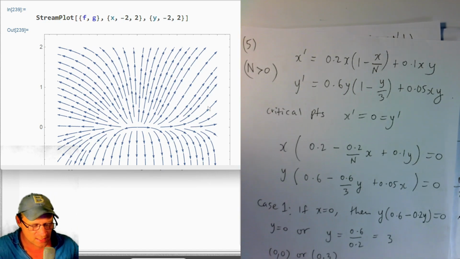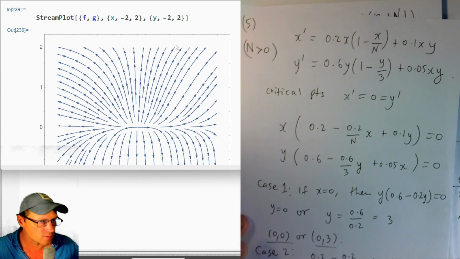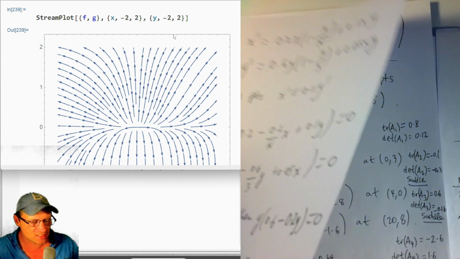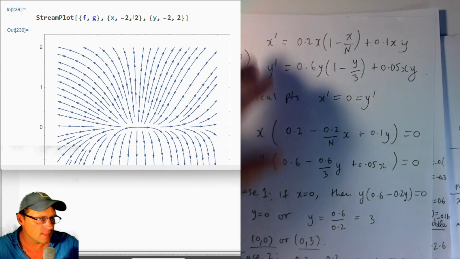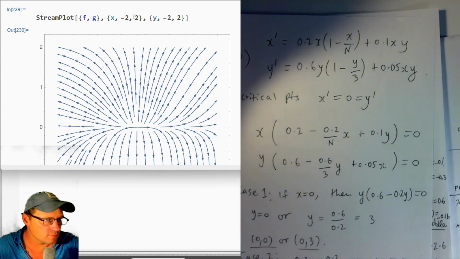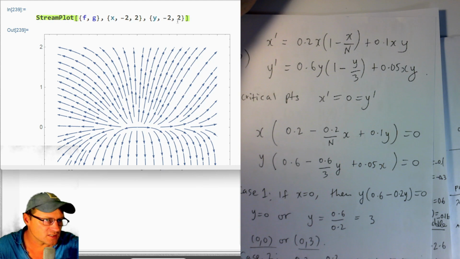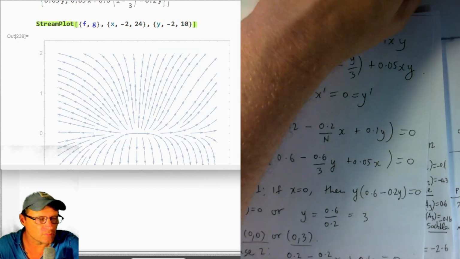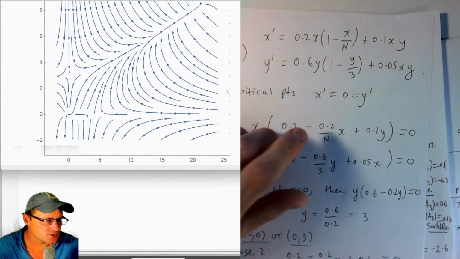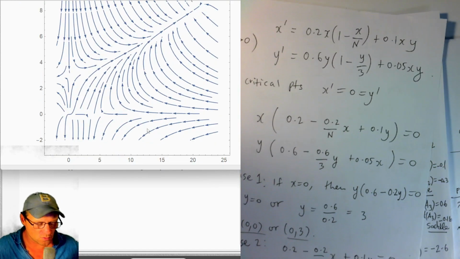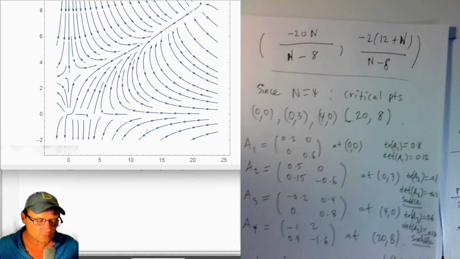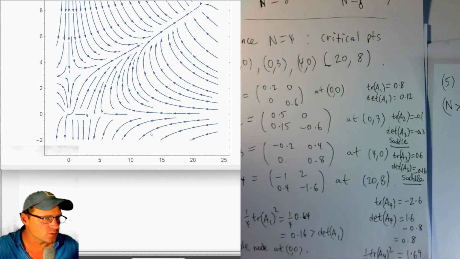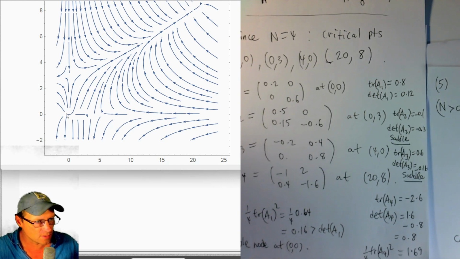But we need to extend our range to include these critical points. So let's see, we had 4 critical points. The biggest one was 20. So let's go, x goes from -2 to, let's go 24. y goes from -2 to 10. Okay, so this should include all of them. So we classified 0, 0 to be an unstable node, and that's what that looks like there.